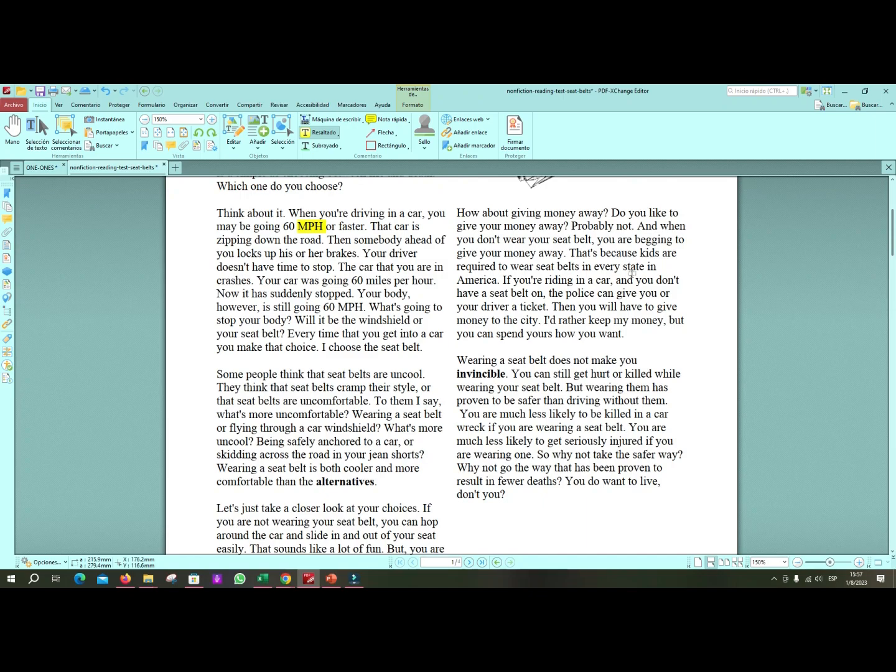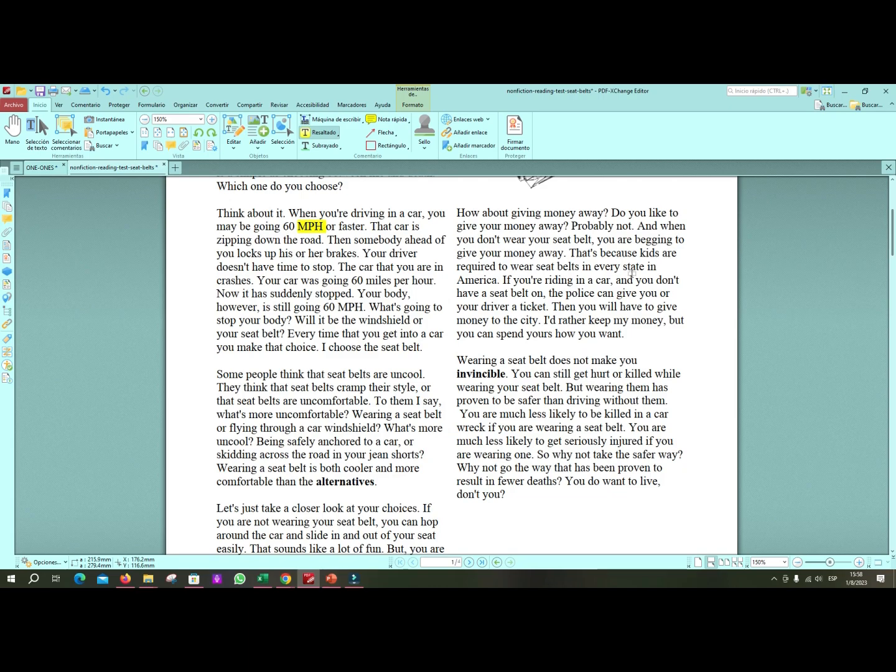How about giving money away? Do you like to give money away? Probably not. And when you don't wear your seatbelt, you are beginning to give your money away. That's because kids are required to wear seatbelts in every state in America. If you're riding in a car and you don't have a seatbelt on, the police can give your driver a ticket. Then you will have to give money to the city. I'd rather keep my money, but you can spend yours how you want.